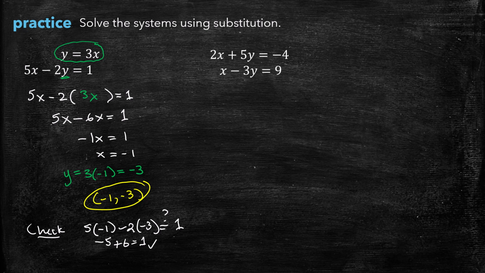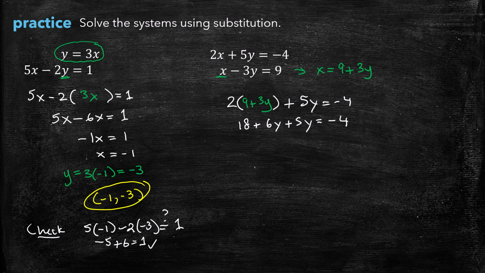Now, what about in this situation here? Now we see that the only variable that can be isolated easily is x in the second equation. So let's write that as x equals 9 plus 3y. Take the other equation, this time we're going to replace x. So 2x plus 5y equals negative 4. Go and put x in there as 9 plus 3y. And distribute, 18 plus 6y plus 5y equals negative 4. And you can kind of do the rest, simplify, solve, and you will get y equals negative 2.